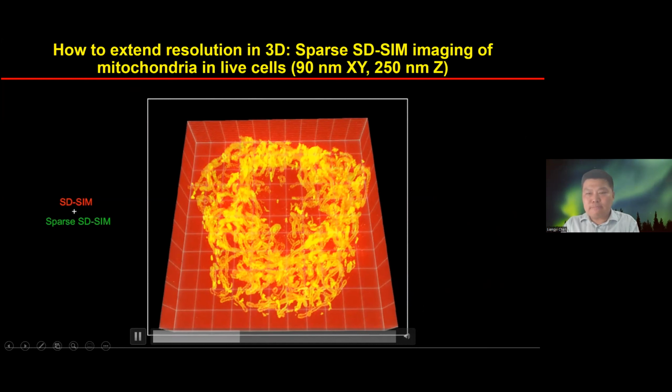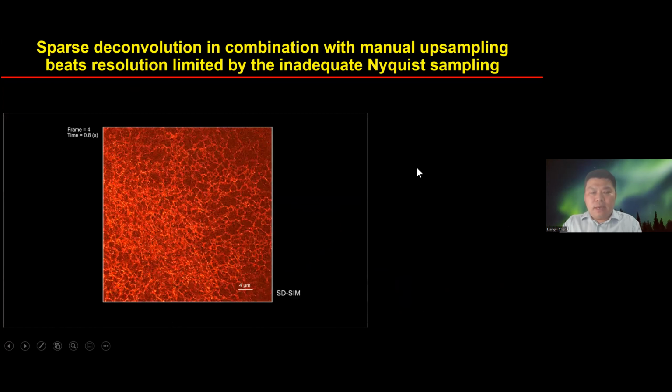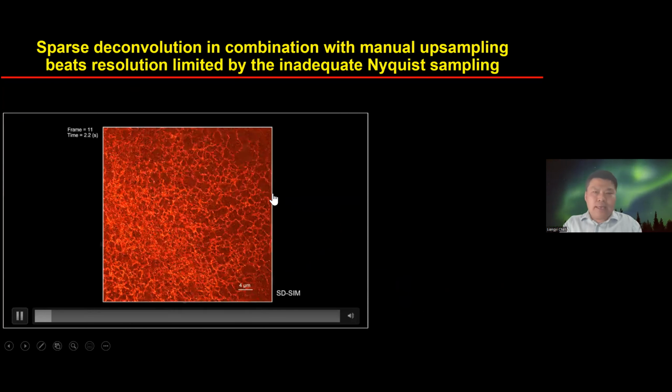You see crystal-like mitochondrial outer membrane structures. And we can also make a comparison with what other people have shown previously, like using 3D STORM or photoactivatable nonlinear structured illumination lattice light sheet. I would say with a commercial system, adding our super-resolution deconvolution algorithm, the effect is amazing. And here we also show another case.